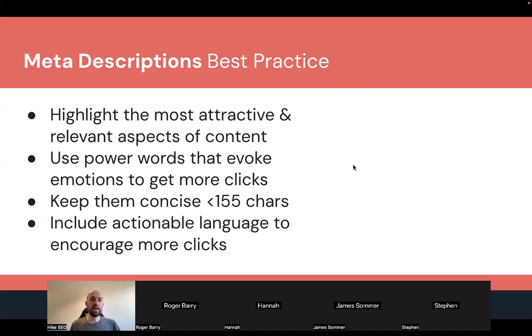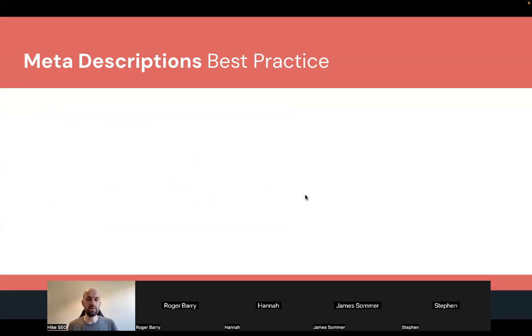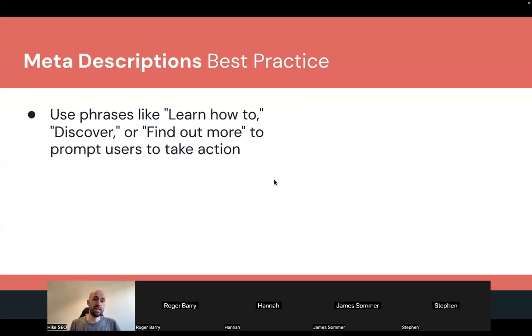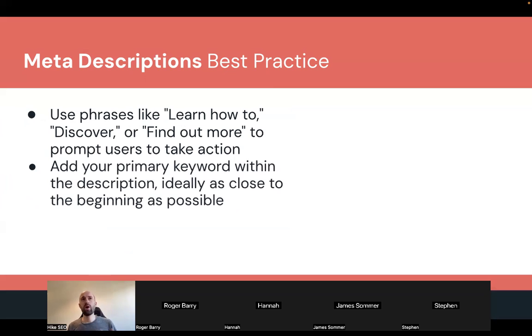Include actionable language to encourage more clicks, like a call to action. So you can have the first part that's maybe "Learn about on-site SEO to enhance and get more organic traffic," and "read more in this article" or something. Have a call to action at the end, and that will help to get people to click on it and go to it. Obviously, it needs to be on point and relevant. So you can use phrases like learn how to, discover, find out more to prompt users to take action. You can also add your primary keyword or secondary keywords within the description.